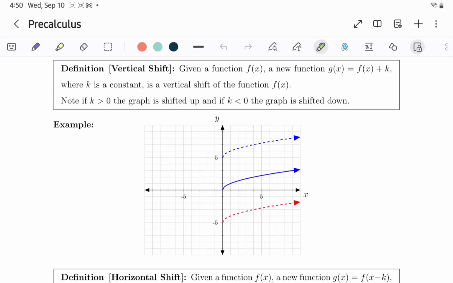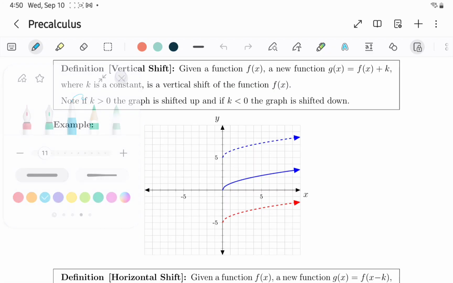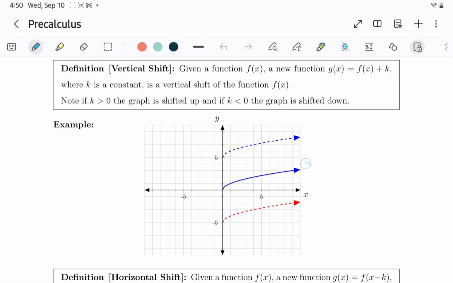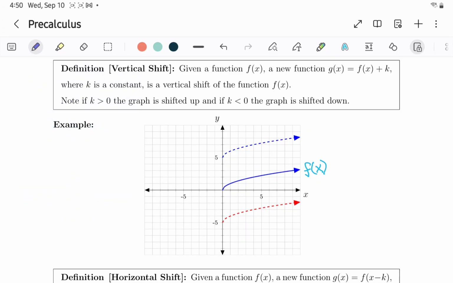So below we have some examples of some vertical shifts. Let's say that the graph in solid blue here, let's call that f of x. So the dashed graph is going to be f of x plus 5, right? Because it's just the graph of f shifted up 5 units vertically. So this is going to be f of x plus 5.